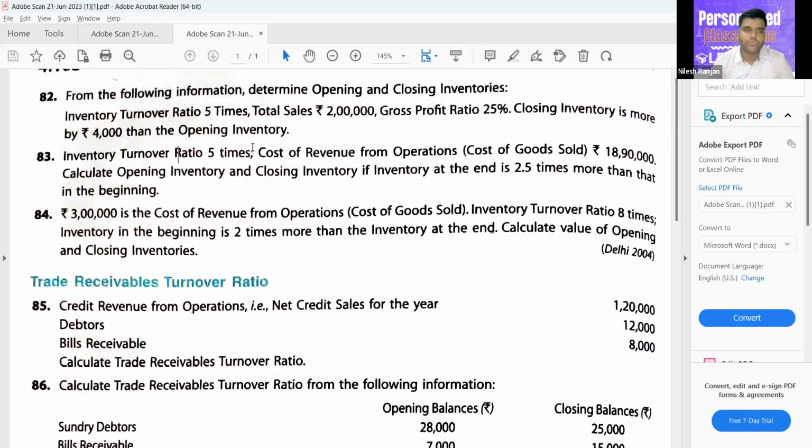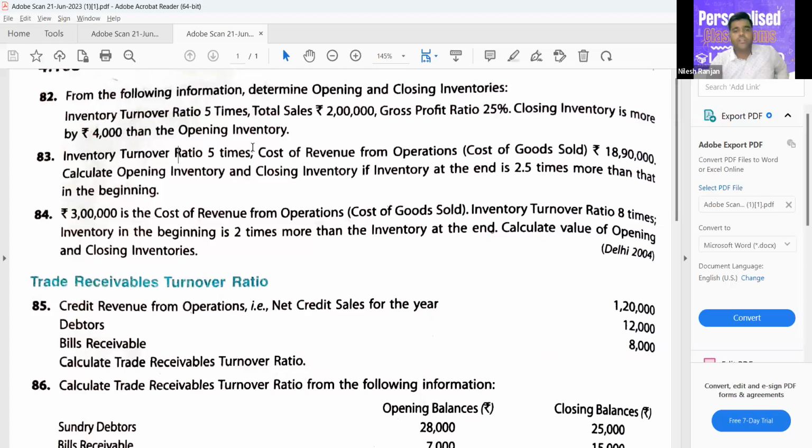Okay. In this question also, you can see closing inventory is more by 4,000 than opening inventory. So you have opening inventory as X and closing inventory will be 4,000 plus X. So this is our inventory turnover ratio. We can solve these questions. I will give you these as homework, so you will try these questions.